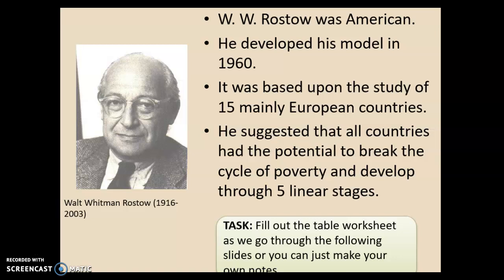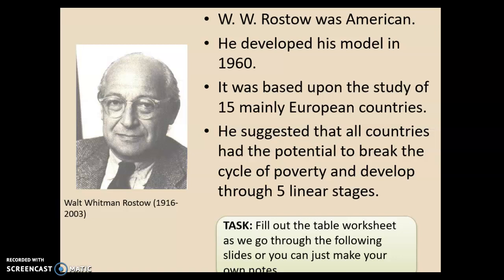So this model was based on the study of 15 European countries. So as a critique, initially we can see that's quite a narrow amount of data to draw any sort of solid conclusions from. Certainly if you were writing about stuff in your extended essay and you only had 5 bits of data, I would be very concerned about the validity of it.